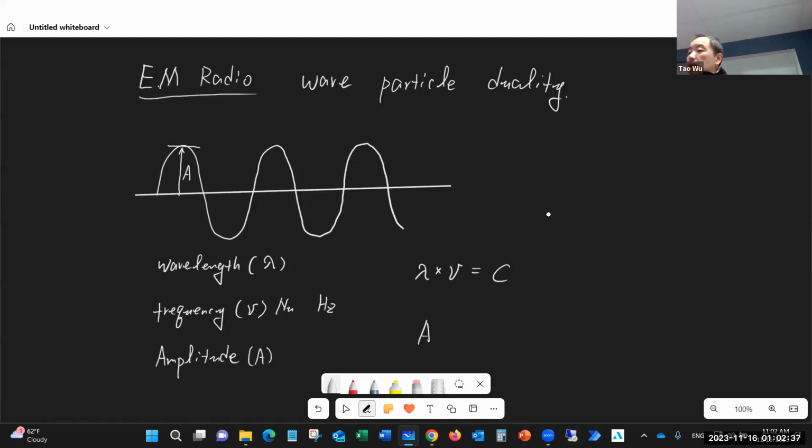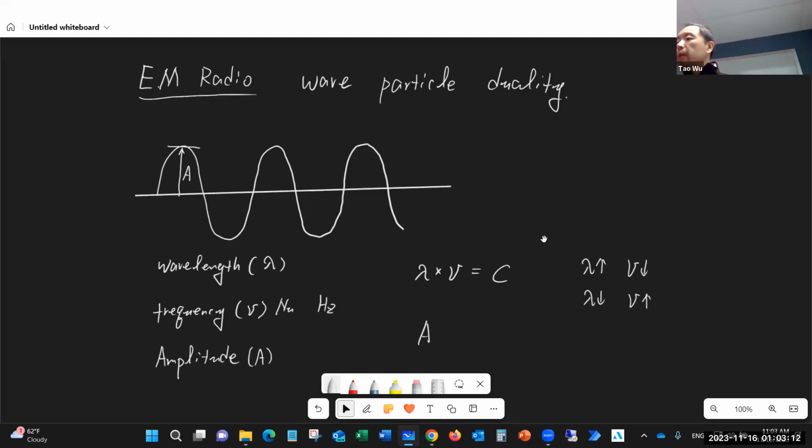It doesn't matter how you change the amplitude, it's not going to affect the frequency and the wavelength. Or if you change the frequency or the wavelength, you're not going to change the amplitude. So those 2 are independent of each other. But if you have a higher wavelength, then you're going to have a smaller frequency. If you have a smaller wavelength, then you're going to have a higher frequency. So those are the relationships.